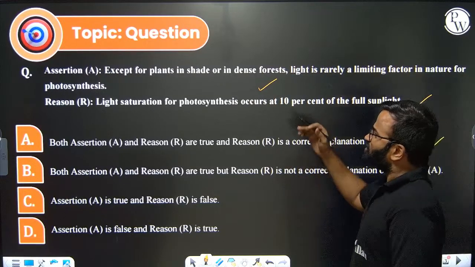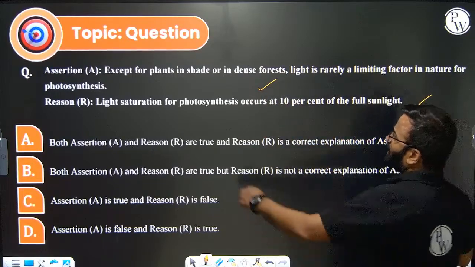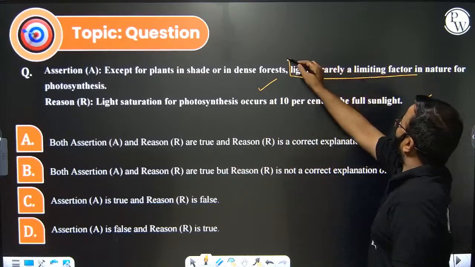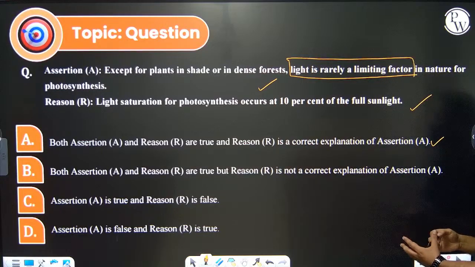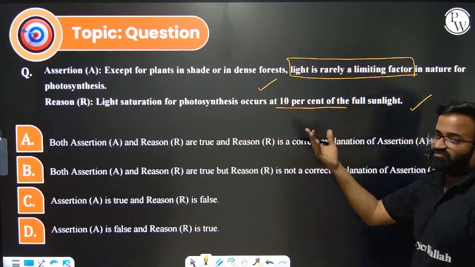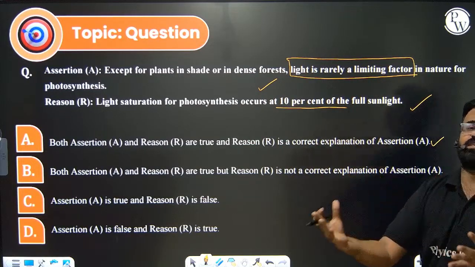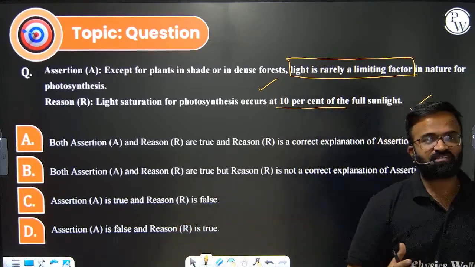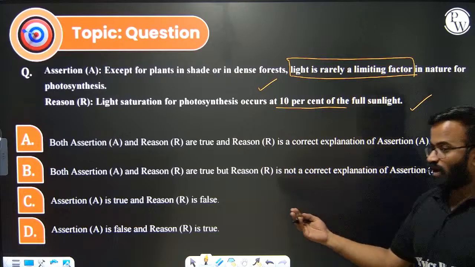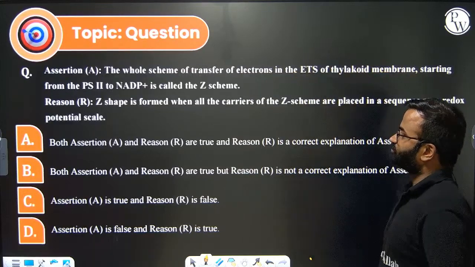So if you ask me, why is it a right explanation? Except for plants in shade or in dense forest, light is rarely a limiting factor. Why so? Because for photosynthesis, all we need is roughly about 10%, which is easily available in the environment, and that's the reason why it is the right explanation. So answer will be both are true as the statement and it is a right explanation as well. Clear, guys? Am I clear? Let's see the next question.